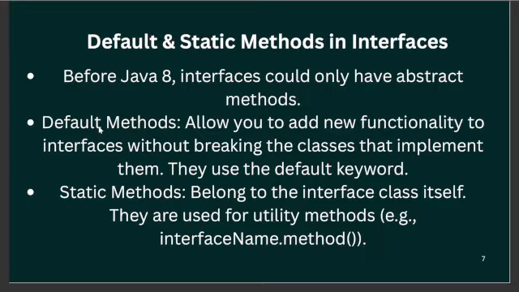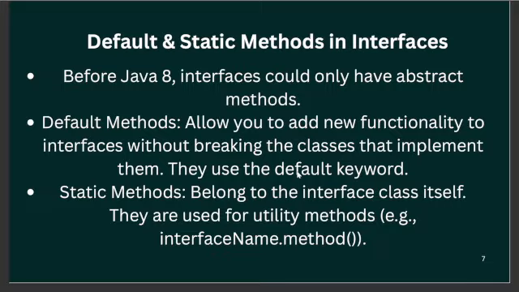So, interfaces contain only abstract methods. Functional interfaces contain only one abstract method. We have default methods and static methods as well in today's time. Default methods basically allow you to add new functionality to interfaces without breaking the classes that implement them.